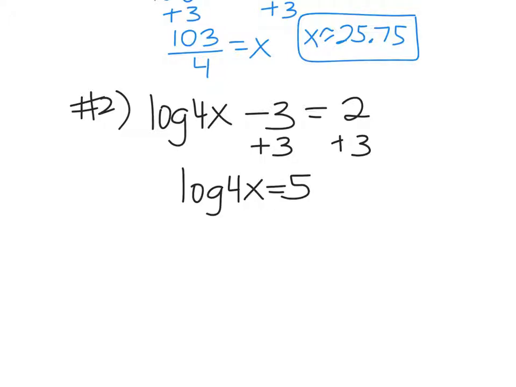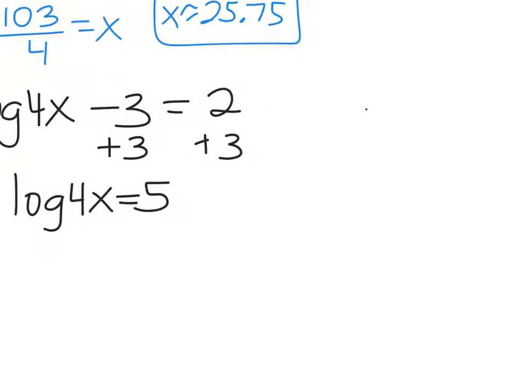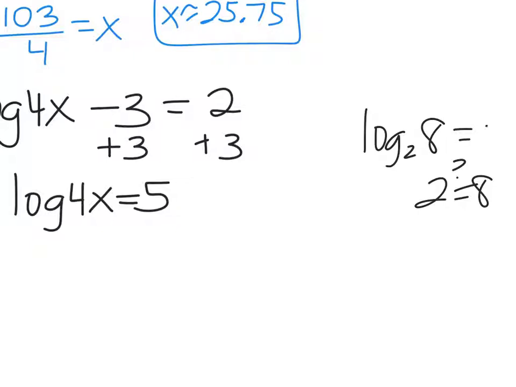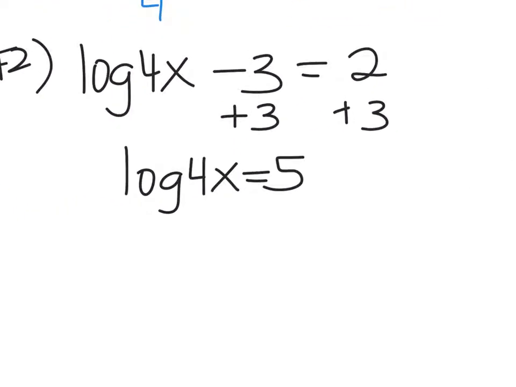So now we need to write this in its exponential form. Because this is where people get stuck. They stop here and they're like, how do I get rid of a log? You can't divide both sides by log. That doesn't make any sense. The way that you get rid of a log is the same way that you got rid of a log when you evaluated this. How'd you get rid of that log? You did in your head 2 to the what equals 8, and you got 3. You're going to do that same thing here. 10 to the 5th equals 4x.